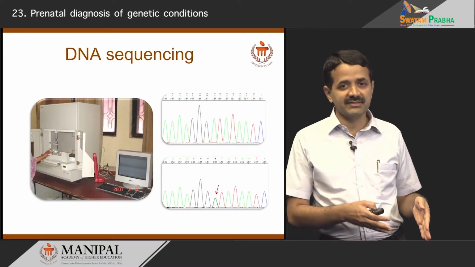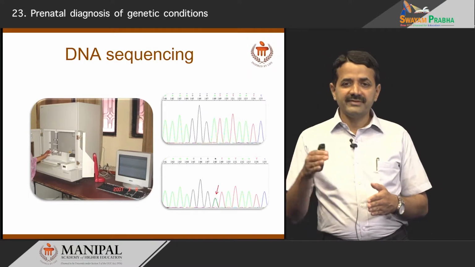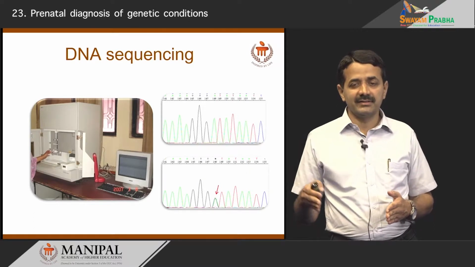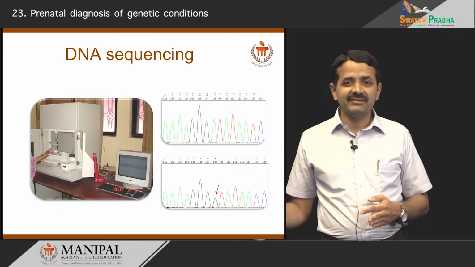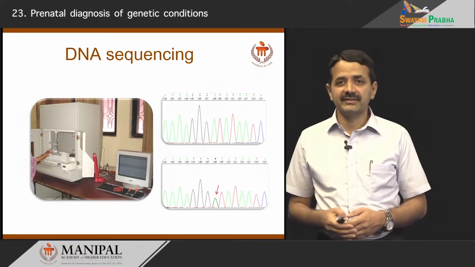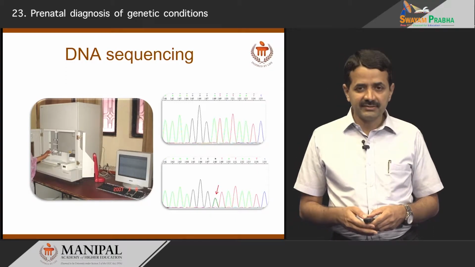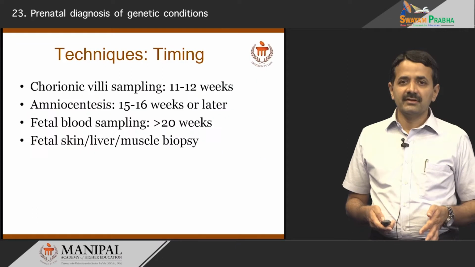Most of the genetic testing on DNA is now done using Sanger sequencing. We have Sanger sequencing shown in the picture, and we have the sequence chromatogram. When we see the altered chromatogram pattern, then we say what is normal and what is abnormal, and that is how we can detect a fetus which is affected versus a fetus which is unaffected.